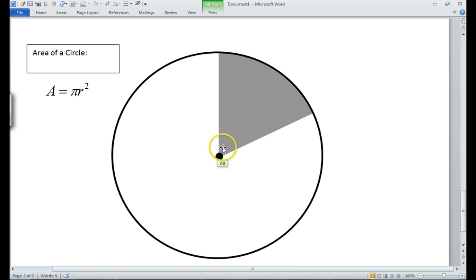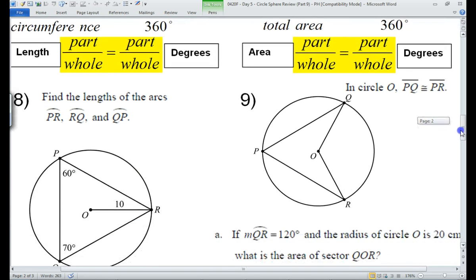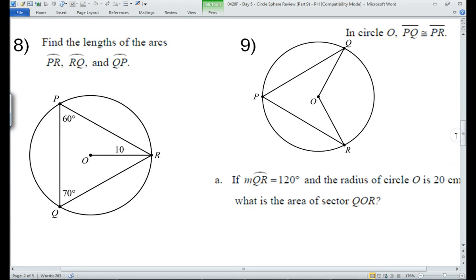So again, when we do part over whole equals part over whole, if we're looking for the area of a sector, the part will be the area of a sector, that slice. The whole will be the area of the whole circle, pi r squared. On the right hand side, it's degrees. Just like for arc length, we will still be doing the partial degrees divided by the total degrees of the whole circle. Of course, we know the total degrees in a circle is always 360. Now, with that in mind, let's try to do problem number 8.